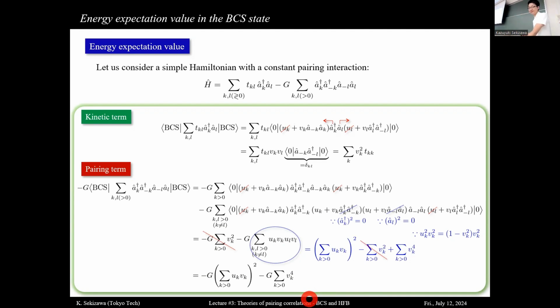So why did we do this expectation value calculation? This is because, again, we want to perform the variation to derive the BCS equation. In this way, you can get the energy expectation value of the BCS state for the simplified Hamiltonian.